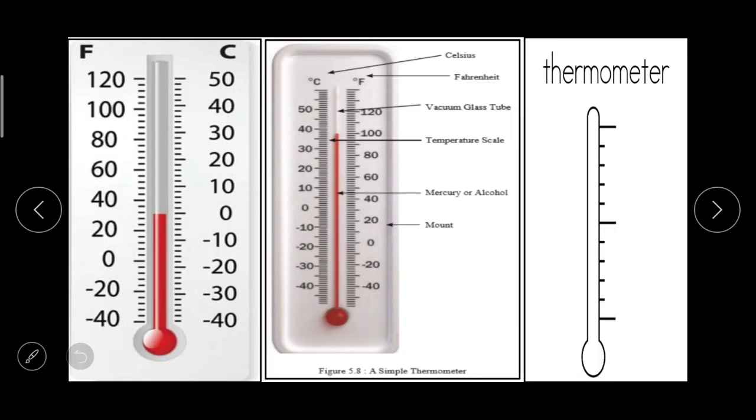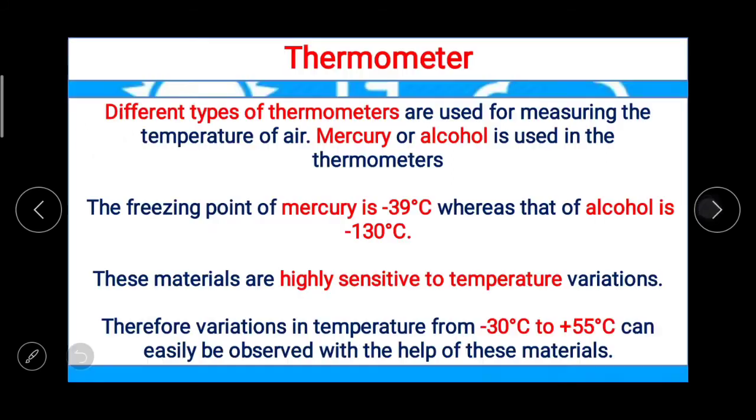Next one, thermometer. This is figure 5.8. A simple thermometer is given in our textbook, and there are questions based on it. What is the tube of the thermometer fixed on? What substance is used in the thermometer tube? What do the figures on the scale indicate? In which different units is the temperature measured? And what season does the temperature in the figure indicate? Now about this we'll study in detail.